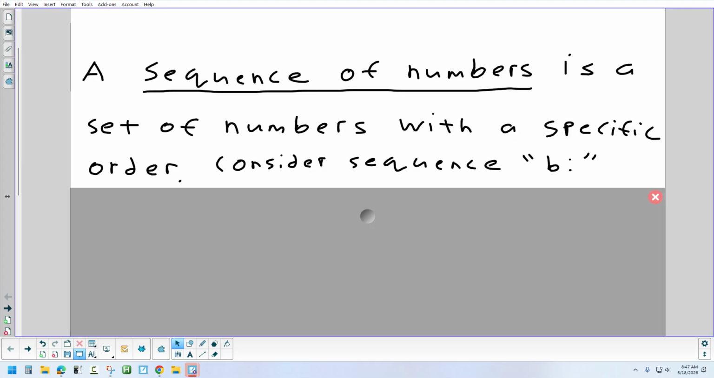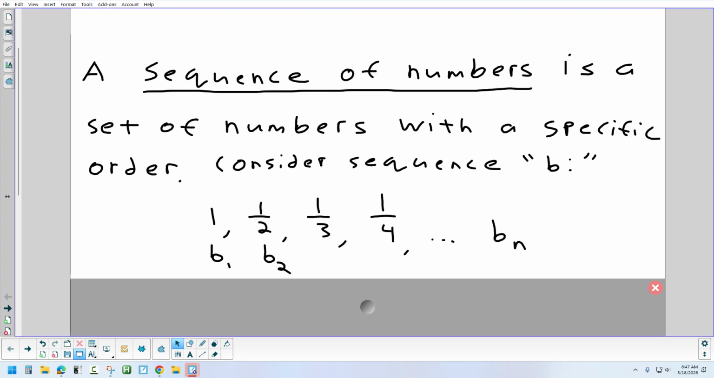We generally name a sequence with a lowercase letter. When we talk about a sequence, the first term in the sequence would be written using the lowercase letter for the name of the sequence and then a subscript with a 1. If you want to talk about the second term, you use the lowercase letter, that's the name of the sequence, and a subscript 2.